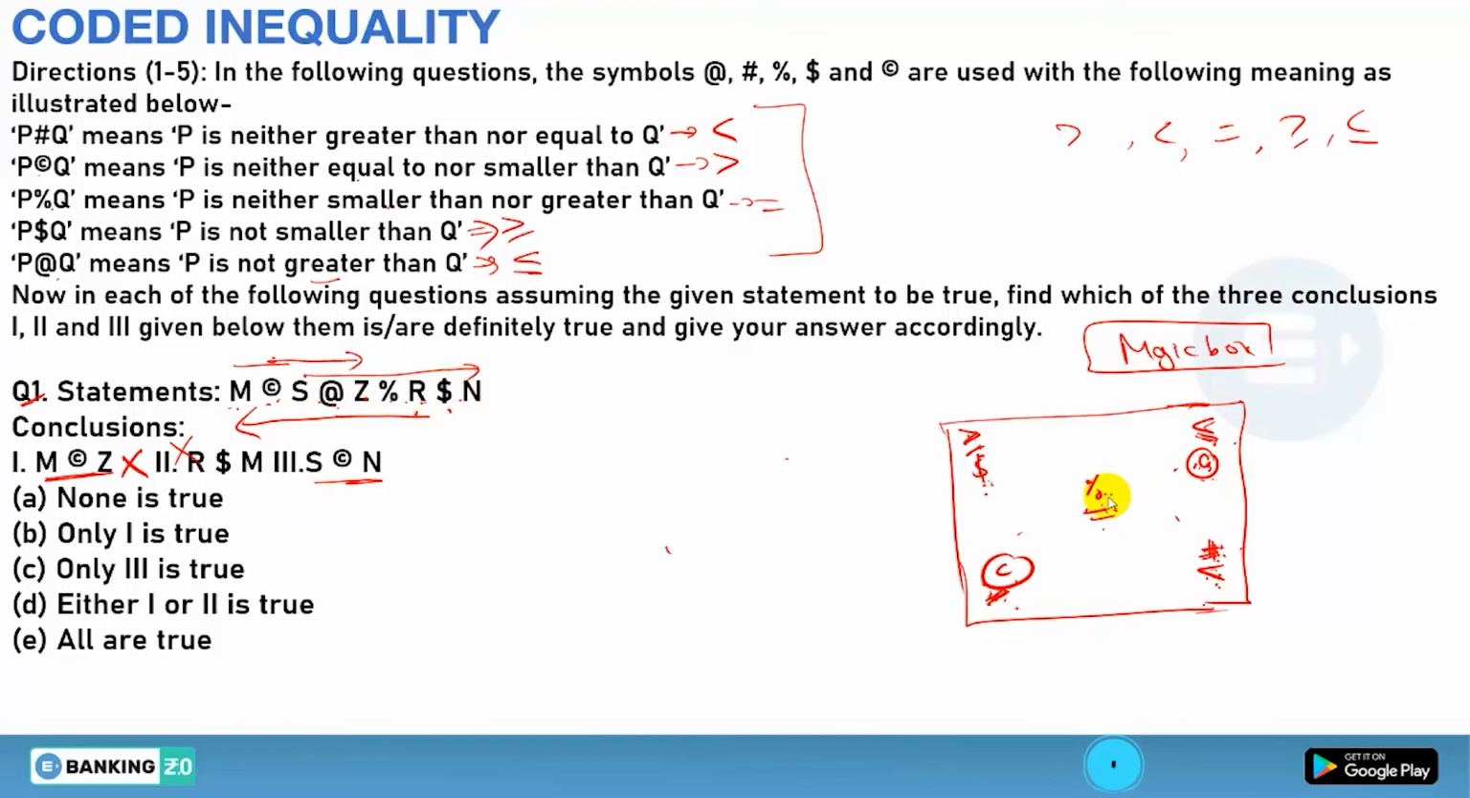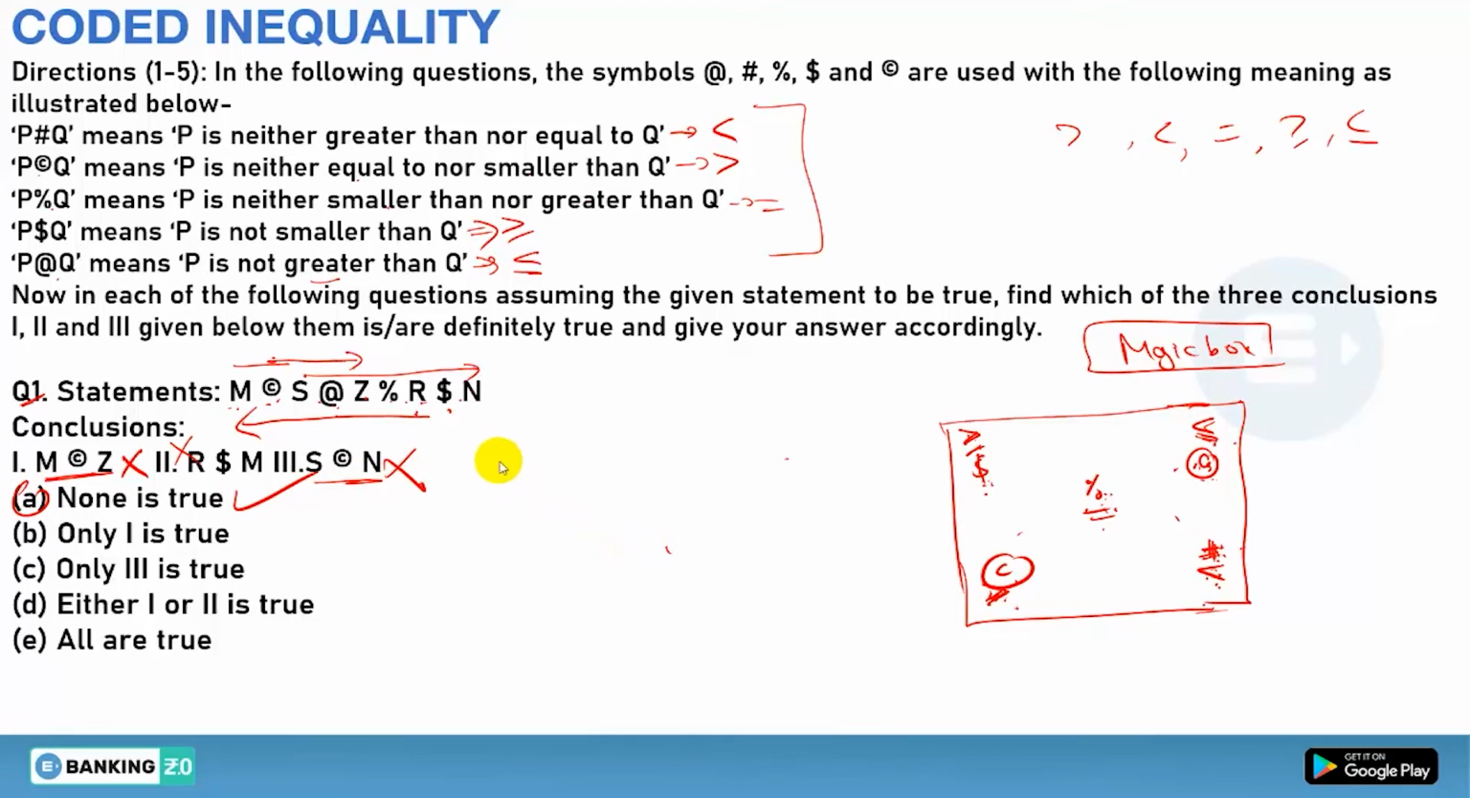So at the rate, percentage, and dollar. These three are coming, which means these two are horizontal, so you can't justify the relationship again. So this is also wrong. So none is true. That is option number A. Clear or not? Done. Okay, this is how you have to solve the question.